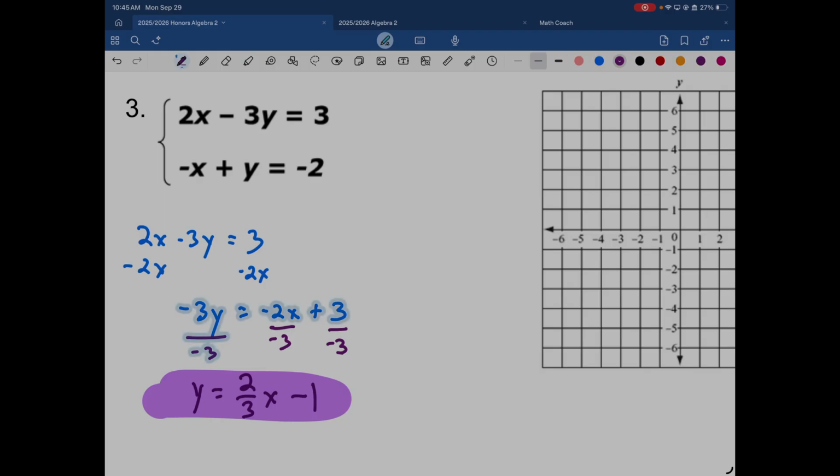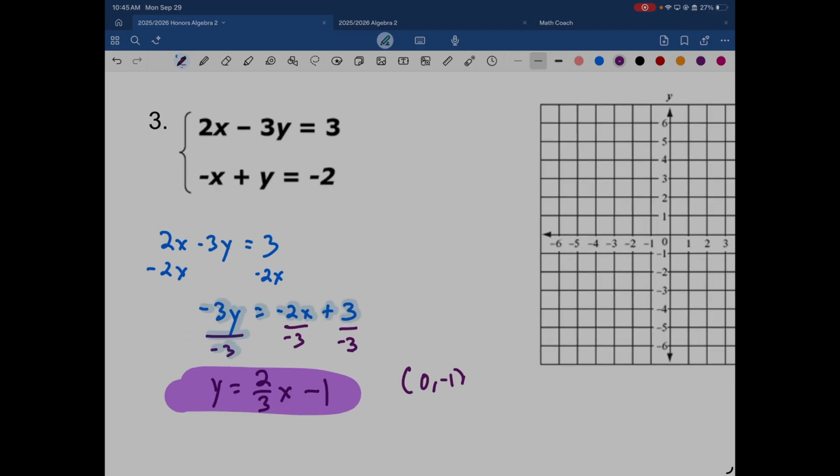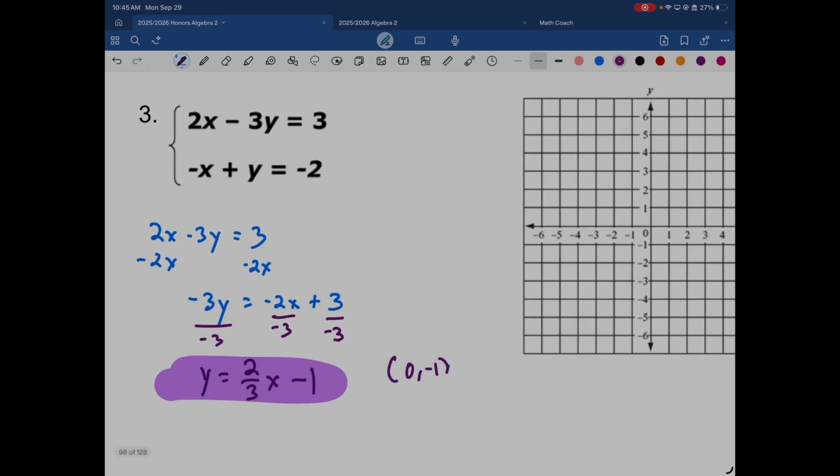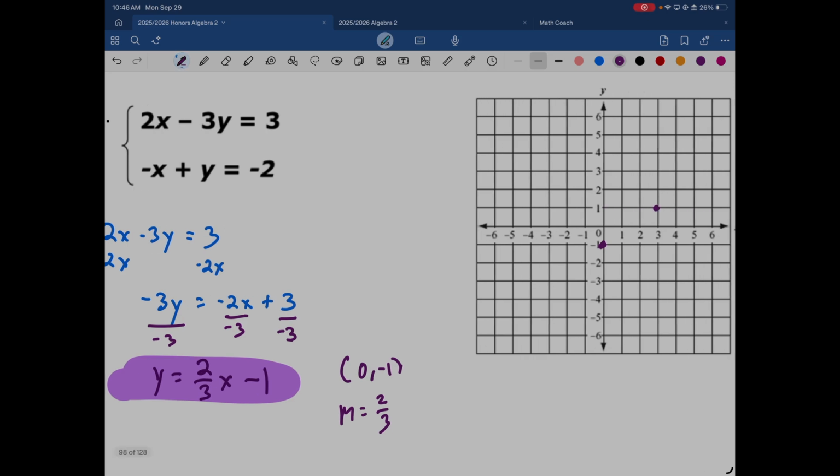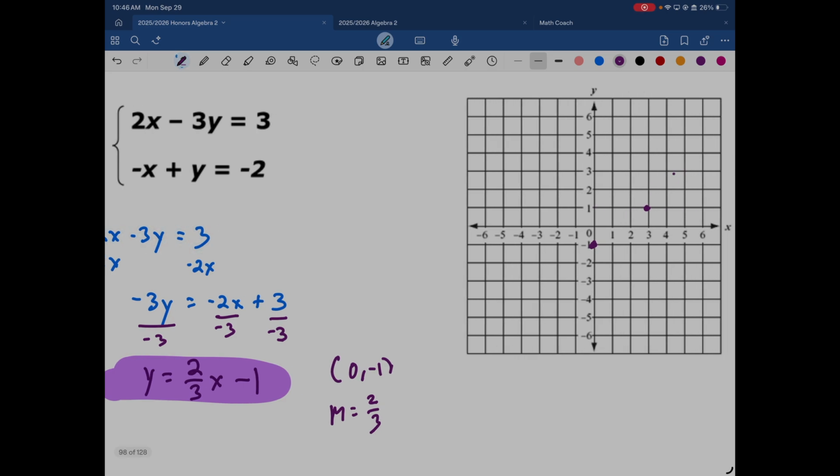Now we know the y-intercept. The y-intercept is 0, negative 1. I put a point at negative 1. My slope is 2/3, so up 2 over 3. So there's the graph for that one.